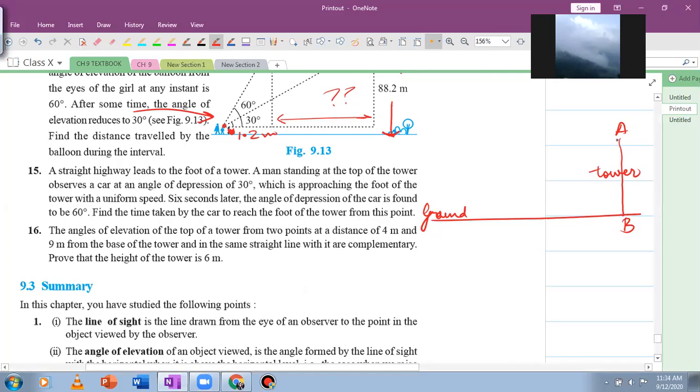So from here, from the top of the tower, a person observes a car and the car is moving towards the building. So let us say the initial position of the car is C. This is the initial position of the car. So the person from point A looks at this car at point C. An angle is formed. So line of sight is towards C point. And then after 6 seconds, the car reaches point D. And then again the person observes the car and again the angle is formed.